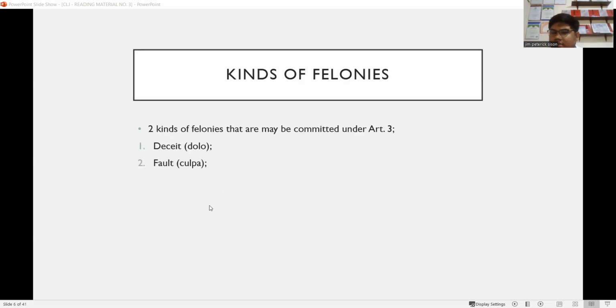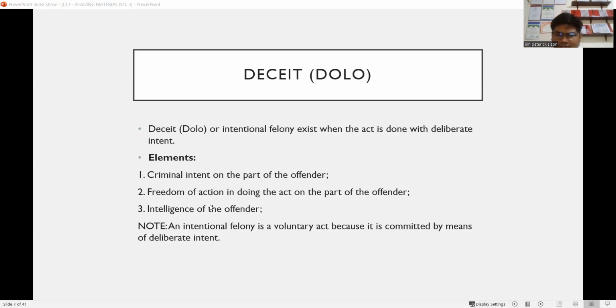Two kinds of felonies. What are the two kinds of felonies committed under Article 3? So we have deceit or dolo and fault or culpa. So deceit, what is deceit? Deceit or dolo is called an intentional felony because when you commit an intentional felony, there's deliberate intent. Okay, so intentional felony exists when the act is done with deliberate intent.